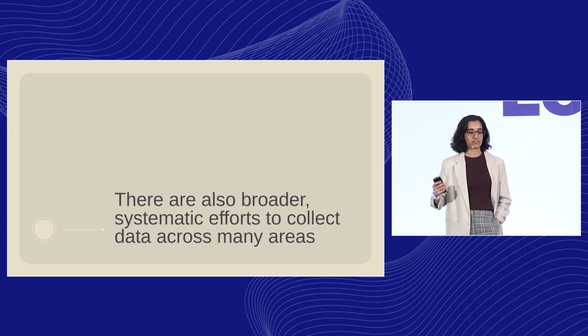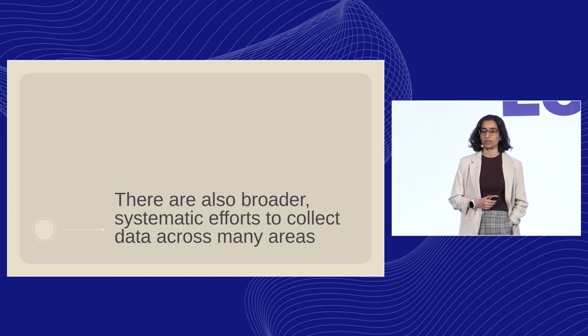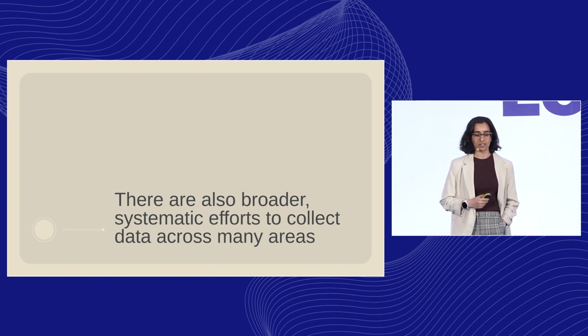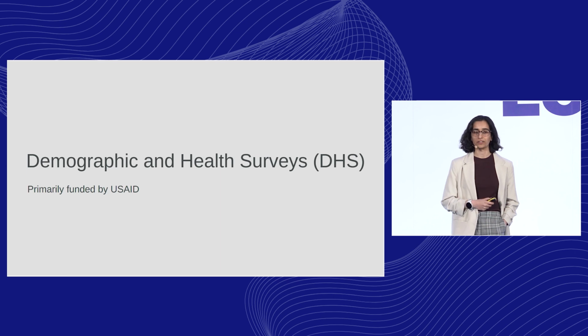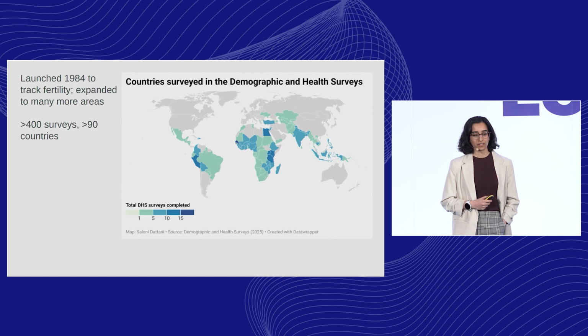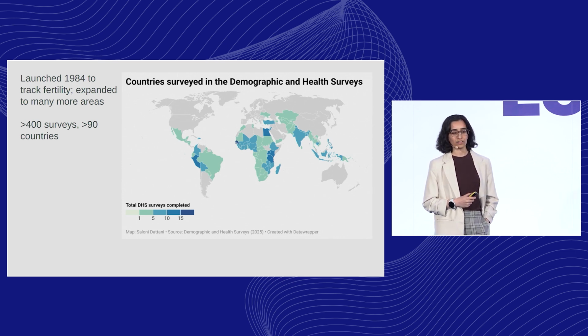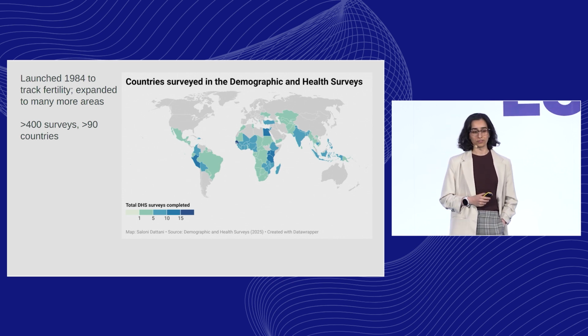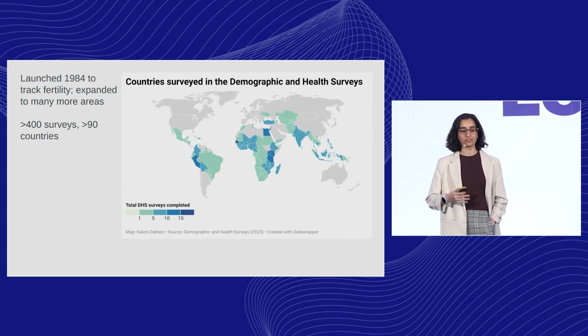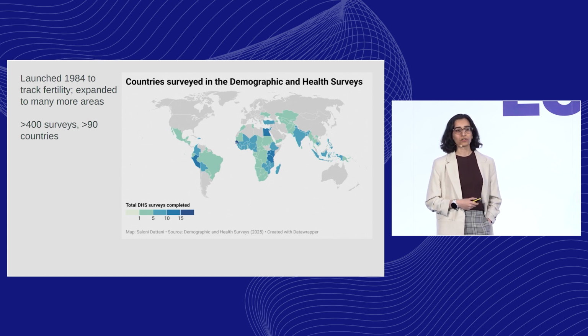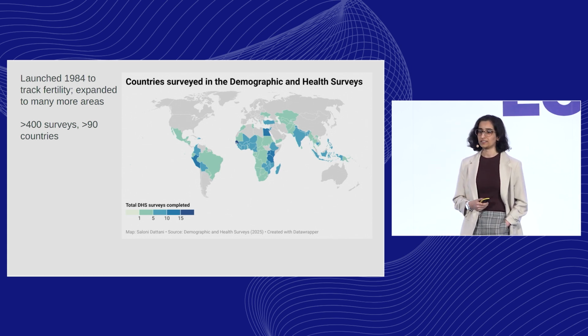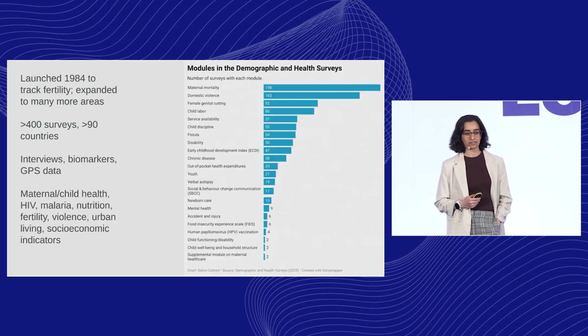There are also broader systematic efforts to collect data across many areas. One very prominent example that I wanted to bring up was the Demographic and Health Surveys, which you might have heard of. It's primarily funded by USAID. And this was launched in 1984, initially to focus on fertility data, so number of births, but also women's childbearing decisions. By now, it has involved more than 400 surveys across more than 90 countries around the world. And what's important here, I think, is that some of these countries are the countries that lacked a lot of this data in the past.